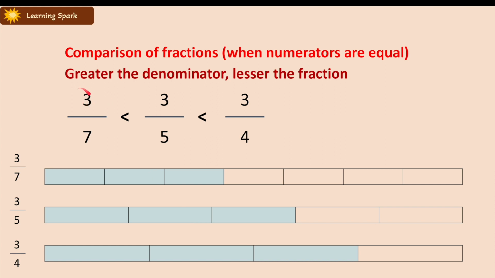Now you take 3 parts from the first one, 1, 2, 3. You take 3 parts from the second one, 1, 2, 3. And you take 3 parts from the third one. And then you see who is greater. Clearly, this one is greater than this one. As a rule, you should remember, the greater the denominator, the lesser the fraction. So if the numerators are all equal, then if the denominator is larger, the fraction is smaller. So 3 by 7 is smaller than 3 by 5 and 3 by 5 is smaller than 3 by 4.